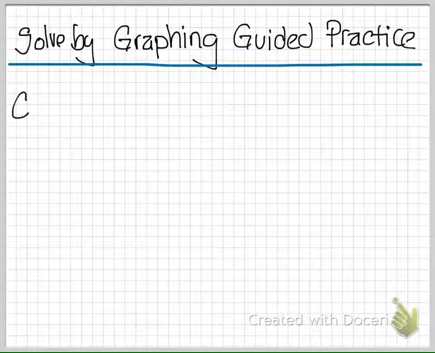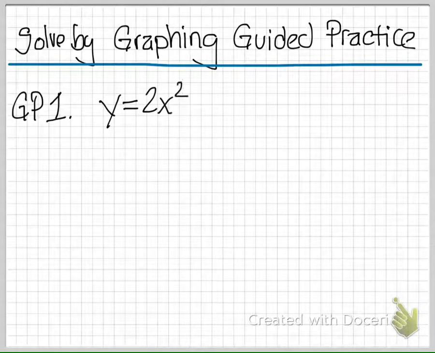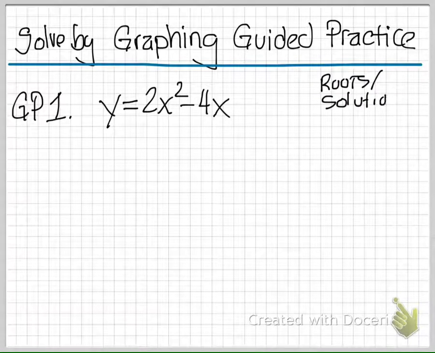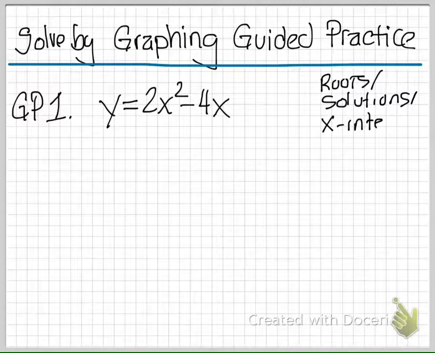What I'd like you to do right now is to copy down GP number 1 and to try to solve it. GP number 1 says y equals 2x squared minus 4x. Please find the roots, also known as the solutions, also known as the x-intercepts. They all mean the same thing. Please solve this by graphing. Go ahead and pause the video now.